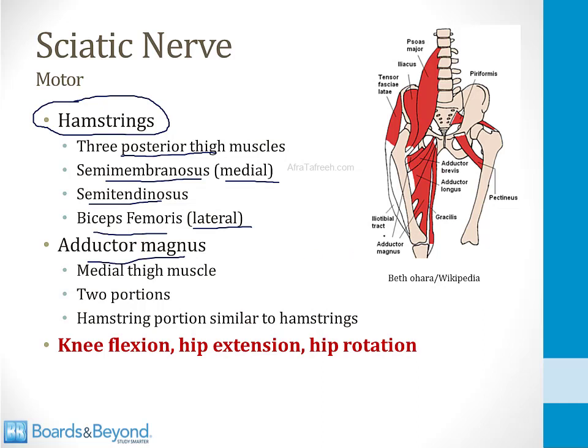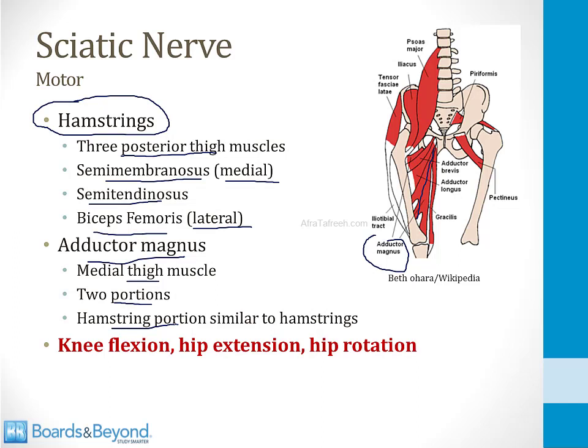If you look at this picture on the screen here, this is the adductor magnus. It's this muscle here. It has 2 portions. It's a medial thigh muscle with 2 portions, and one of the portions is called a hamstring portion, and that works just like the hamstrings. So basically, these 4 muscles all do the same thing.